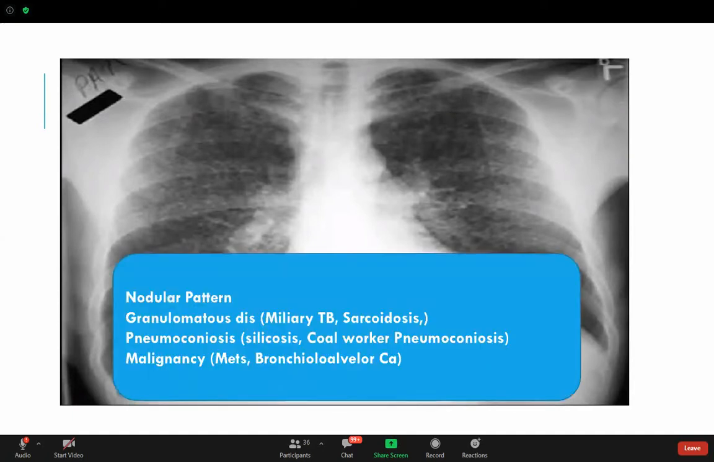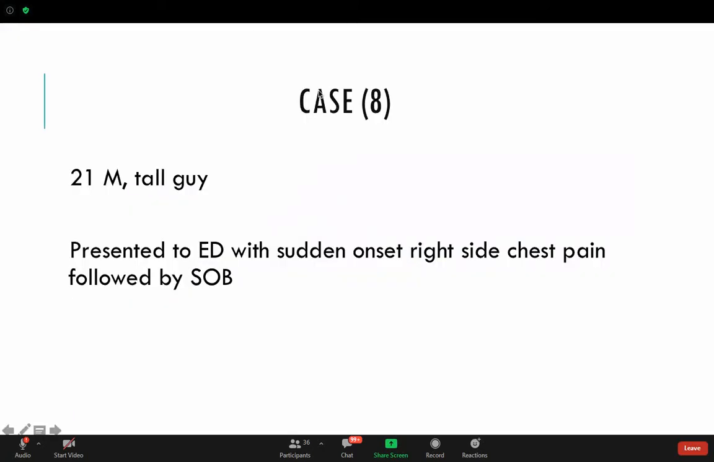Okay, so nodular pattern all over both lungs: granulomatous disease, miliary TB in particular, guys, given the story, the fever, the weight loss. Sarcoidosis would be the other differential. And then we go to what we call the pneumoconioses, coal worker's pneumoconiosis, silicosis, and malignancy, whether it's mets or in particular also bronchoalveolar cancer. Okay, so how about this?